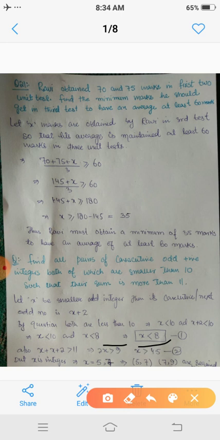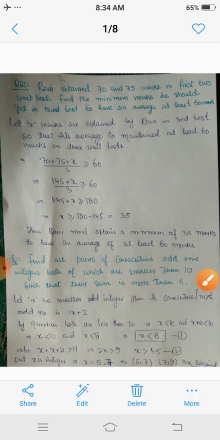So when x is 5, its consecutive becomes 5 plus 2, that is 7. So 5 and 7 is one pair. Now when x is 7, 7 plus 2 is 9. So 7 and 9 is another pair. So these are the two required pairs of consecutive odd numbers which are less than 10 and whose sum is greater than 11. So in this way we completed this exercise 6.1.